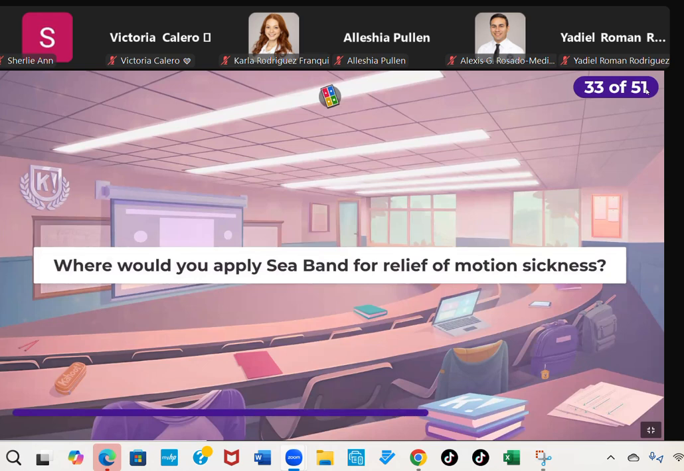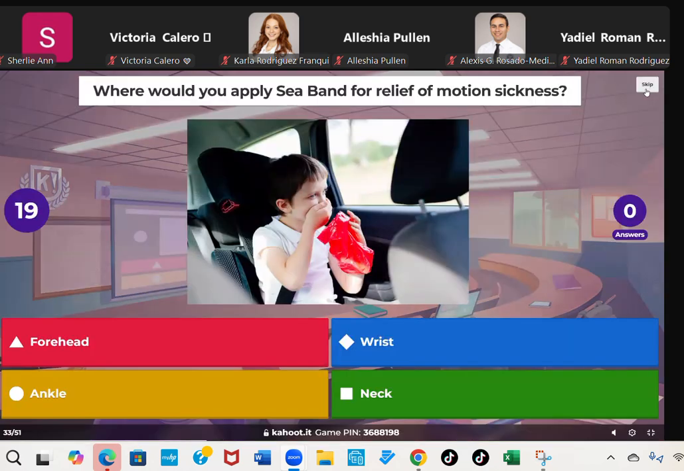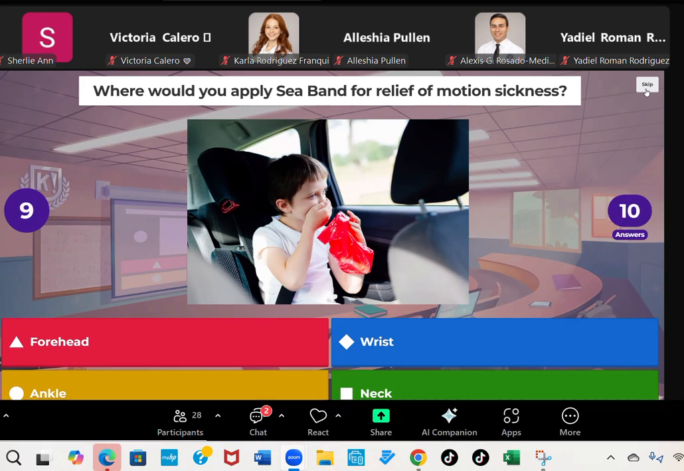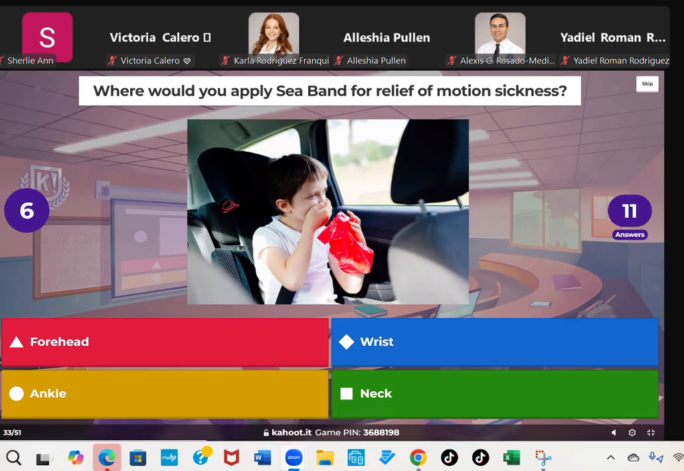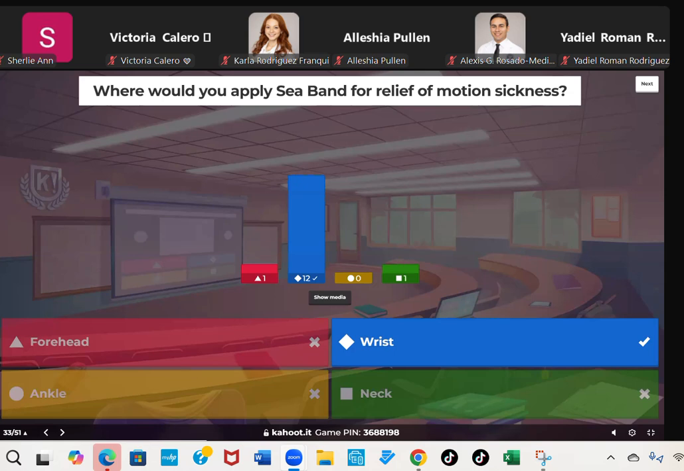Where would you apply C-band for relief of motion sickness? Your forehead, your wrist, your ankle, your neck. If you put it around your neck, you're sure to not have motion sickness. Right, excellent. So the C-bands are the acupressure that go on the wrist, right on the inside of the wrist here. They look like those sweating to the oldies bands, and they have a little piece of plastic in them that put pressure on there.